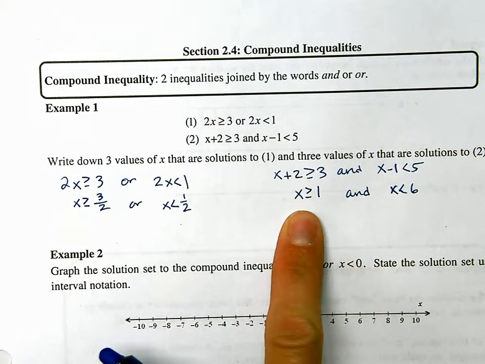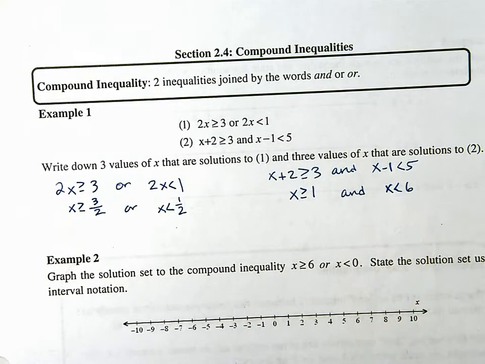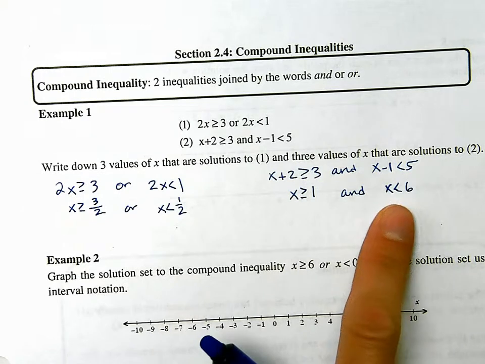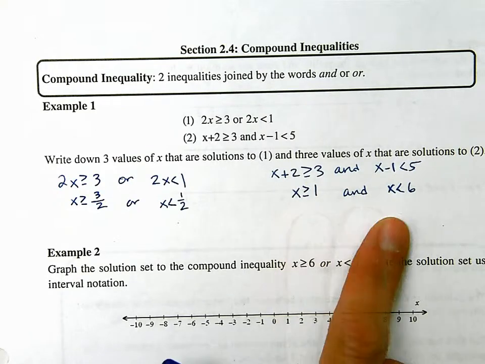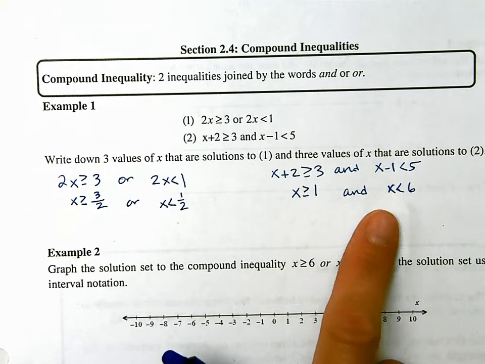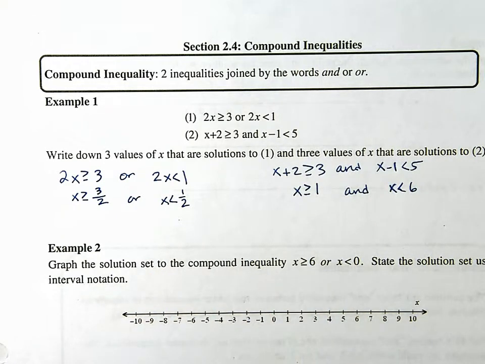1. Is it greater than or equal to 1? Yeah. Is it less than 6? Yeah. What's a number that's not a solution? 7? I heard 7. Is it less than 6? No. Is it greater than or equal to 1? 7 is. But since it's not a solution to this one, it's not a solution to the compound inequality. So it has to be a solution to both of them if it's an and.